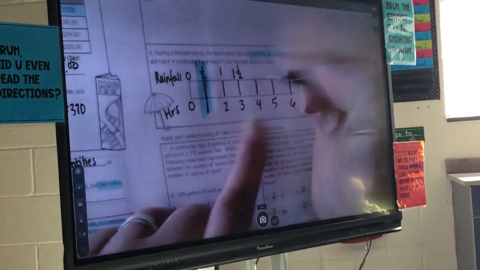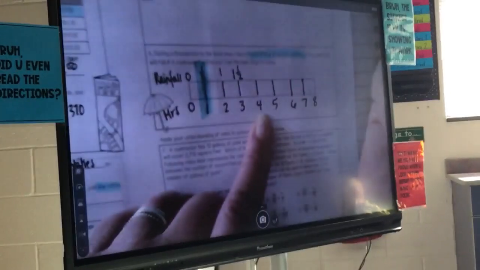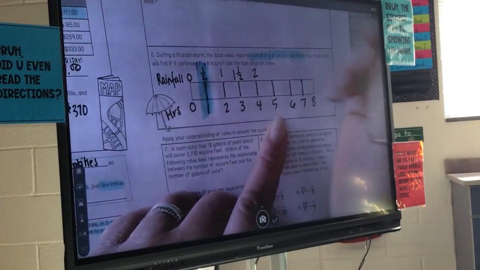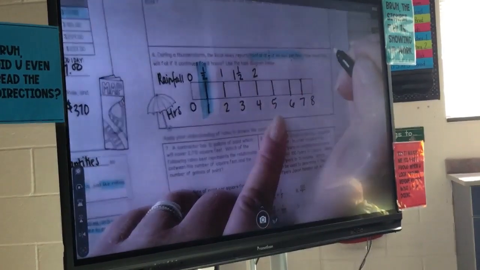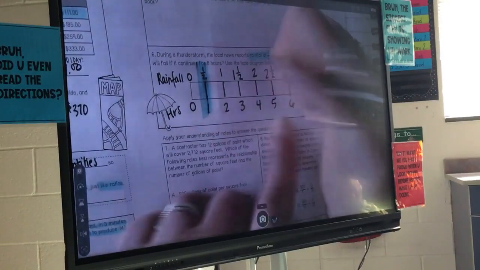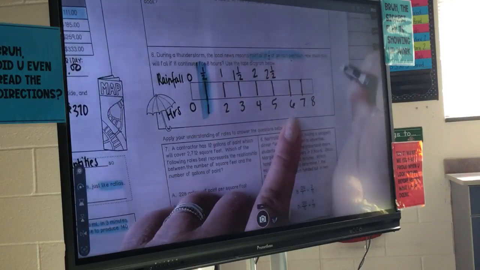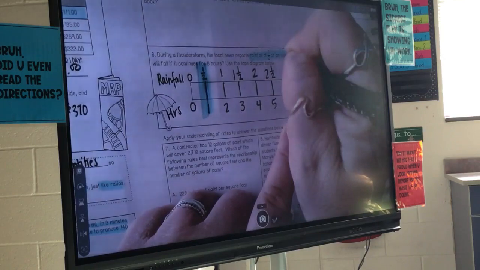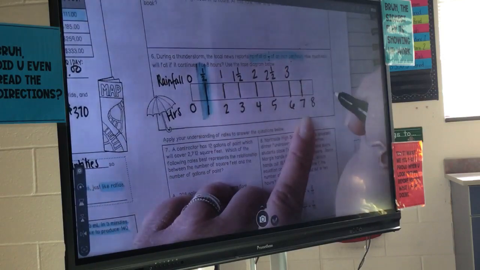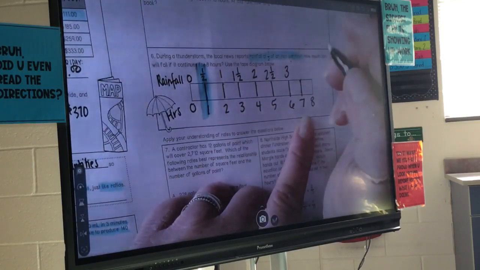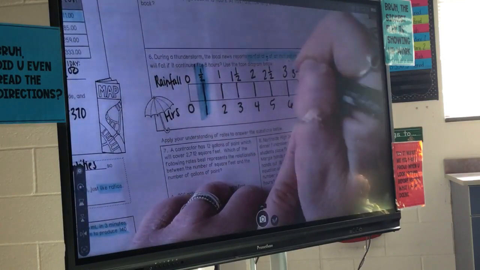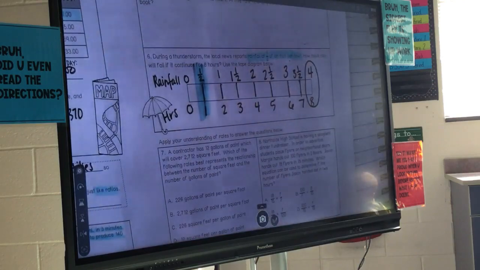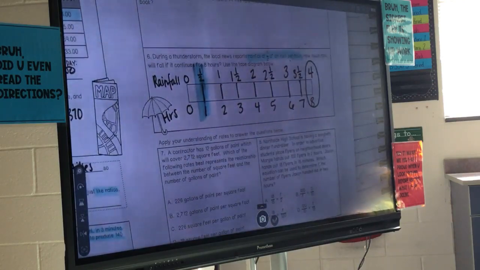1.5. All right, what about 4? How many inches of rainfall do we have? BK? 2. What about 5? Molly? 2.5. What about 6? You should see a pattern. We're increasing by half, right? Summer? 3. What about 7? I'm not trusting you. No. Blake? 3.5. And obviously 8 is 4. So our answer for this is we're going to have 4 inches of rain in 8 hours.